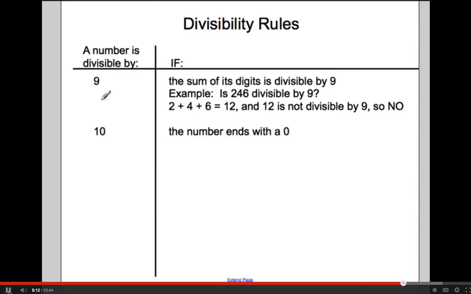Now, we're skipping 7 and we're skipping 8. Believe it or not, there are rules for 7 and 8, but we do not focus on them in 5th grade. They're kind of tricky. So next number is 9.